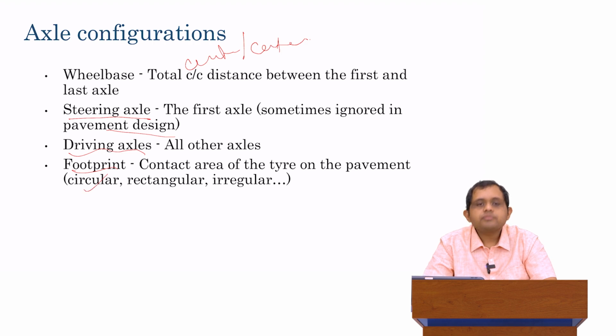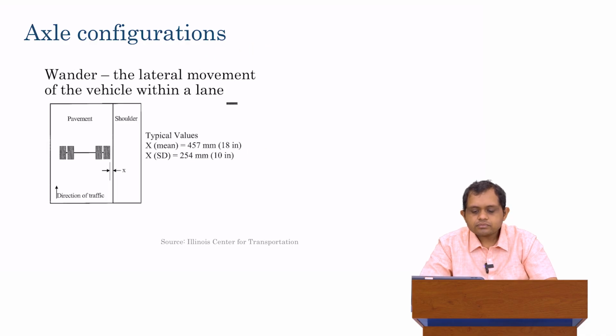This could be circular, which is what Westergaard's assumption was. It could be rectangular, which is what we saw we do if you use iSlab, for example, we make the assumption of a rectangular load, and square is a subset of rectangular. In practice, it's more irregular in nature. So these are additional terms to keep in mind when we're talking about axle configurations.